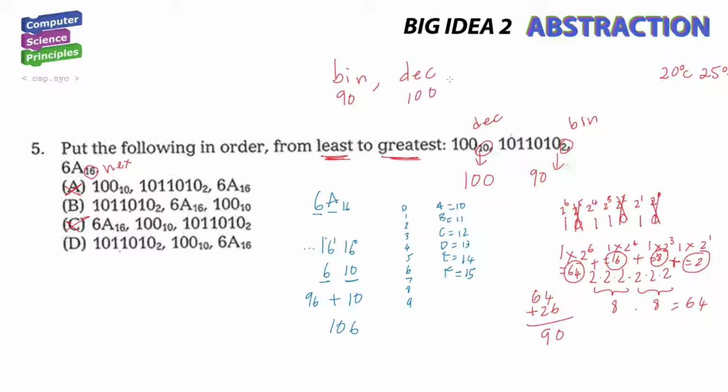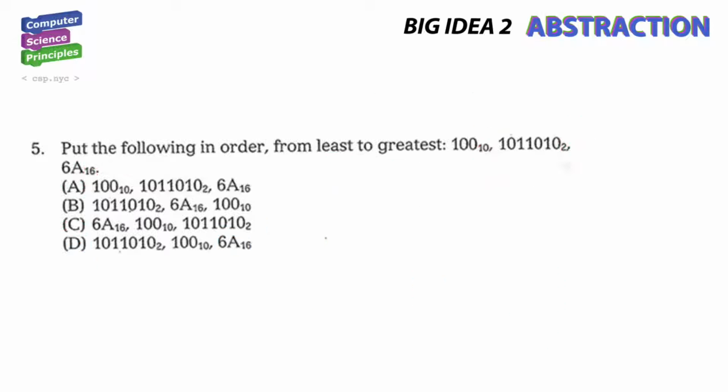So therefore we know that the hex comes after this, because the hex in decimal is worth 106. So as I look through this, we need the hex at the very end, which out of B and D is going to be D. So we know that D is our answer. Okay, next question, let's take a look.